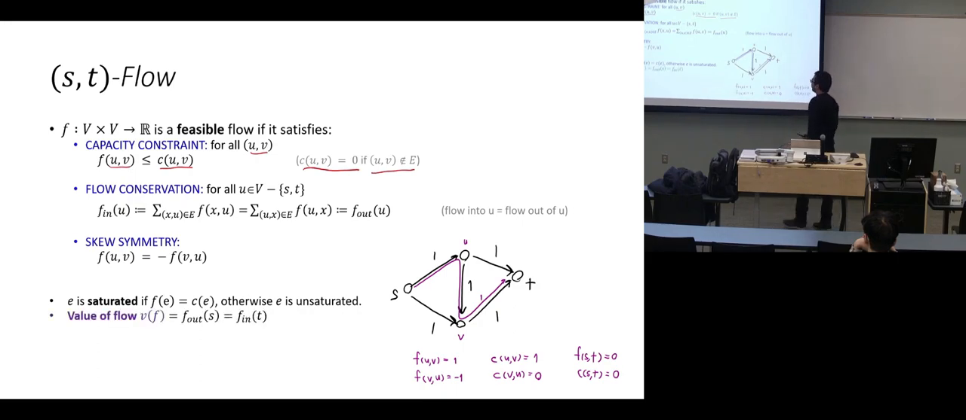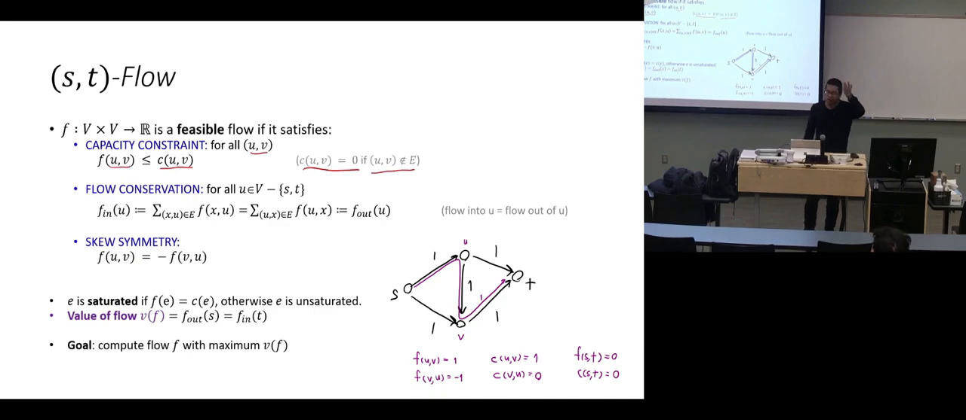And you see, the value of the flow is nothing but the total flow going out of S. This is the thing that we want to maximize. I call the value of the flow the total flow going out of S. And you see, this must be exactly the same as the total flow going into T, because for every other node you have flow conservation. When flow goes out of S, it cannot just stop at any node except T. So the flow out of S must be the same as the flow into T. And the goal is, you have a graph, and you want to find the flow with maximum value. So that's the goal.